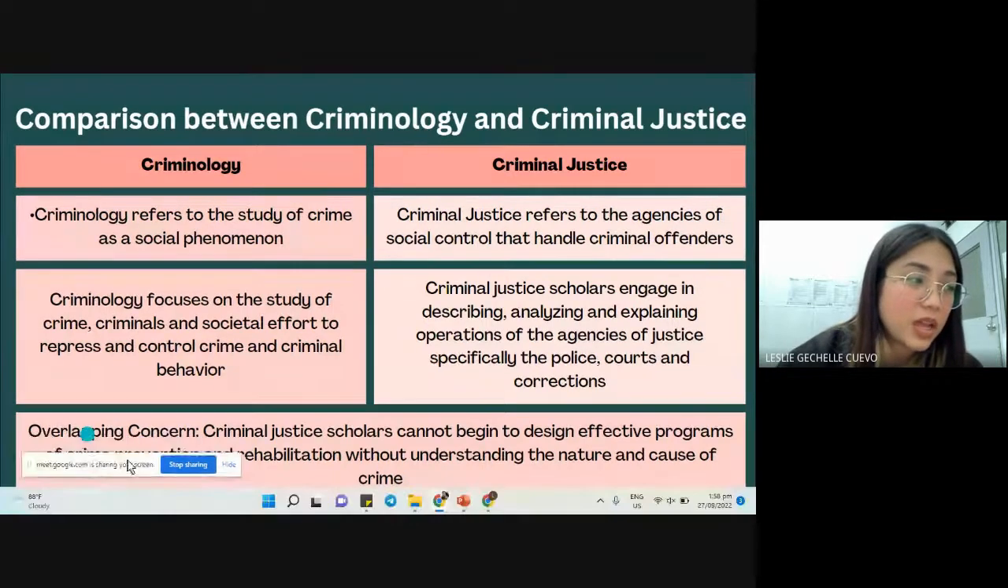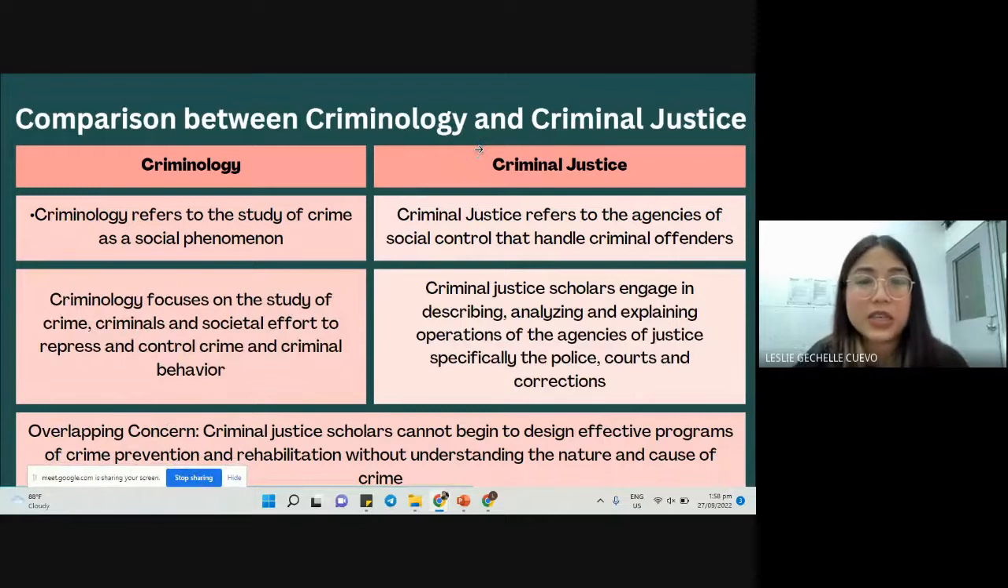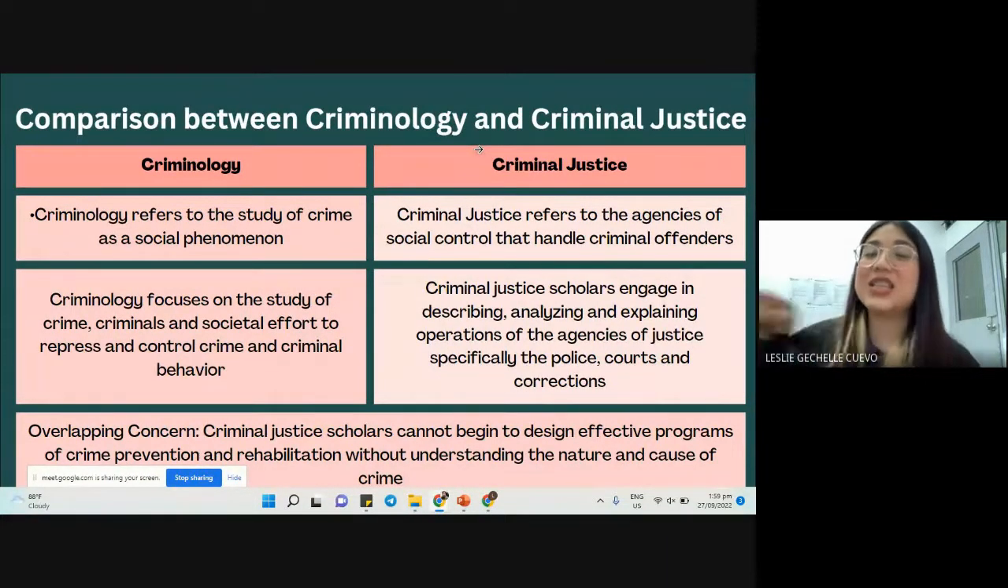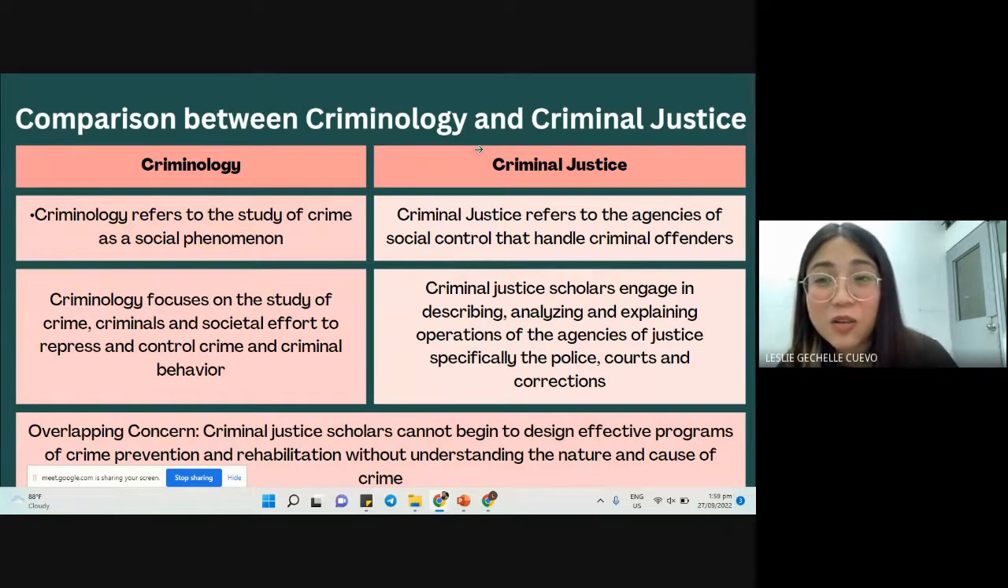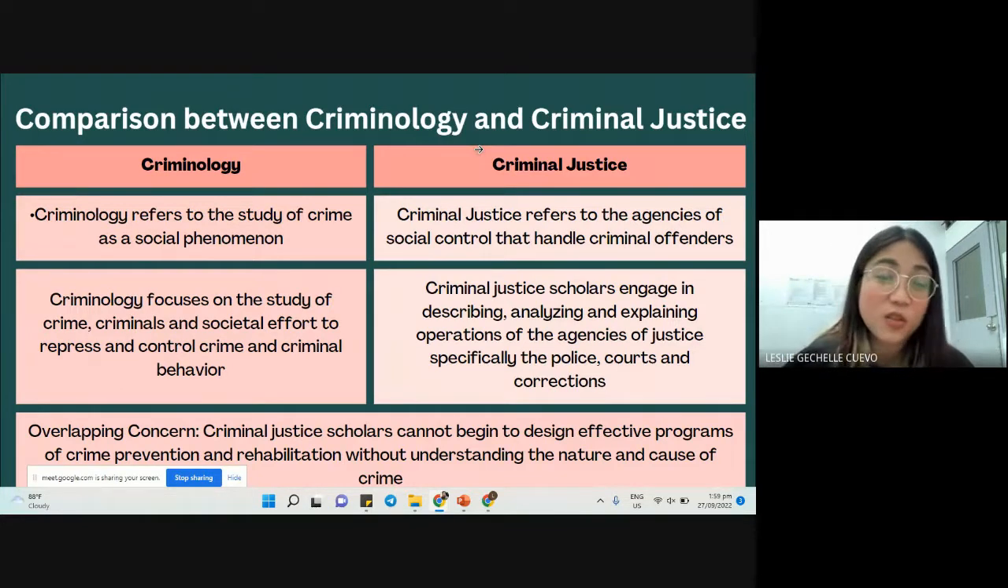So, differentiate natin ang criminology and criminal justice. So, when we say criminology, this refers to the study of crime as a social phenomenon. Criminology focuses on the study of crime, criminals, and societal effort to repress and control crime and criminal behavior. While on the other hand, pag sinabi naman natin criminal justice, this refers to the agencies of social control that handle criminal offenders. Kasi, nasa proseso na yung taong nakagawa ng krimen. Sa criminology, pinag-aaralan lang kung bakit nagkakaroon ng krimen within a society. Sa criminal justice, nandoon na siya sa sistema. Ang pinag-aaralan na dito kung paano hinahandle o paano pinoproseso yung mga offender natin.